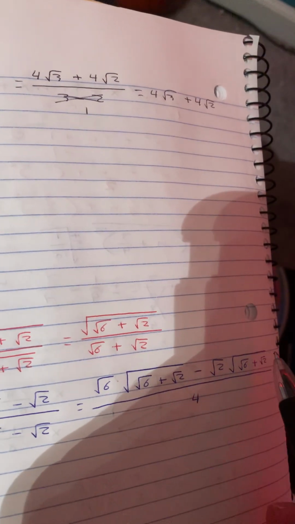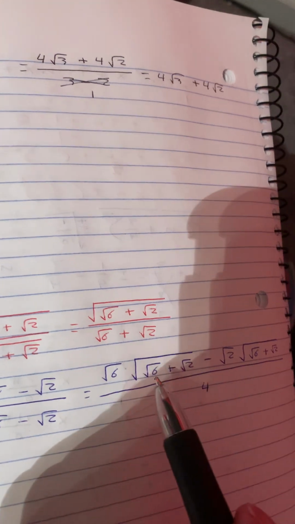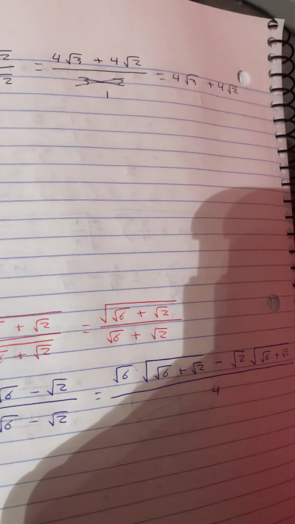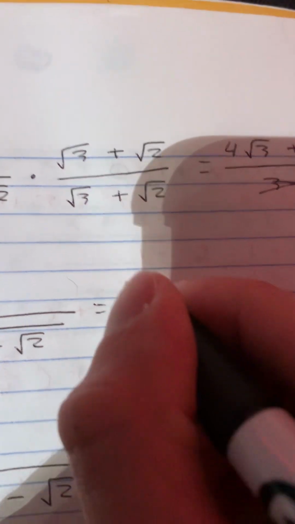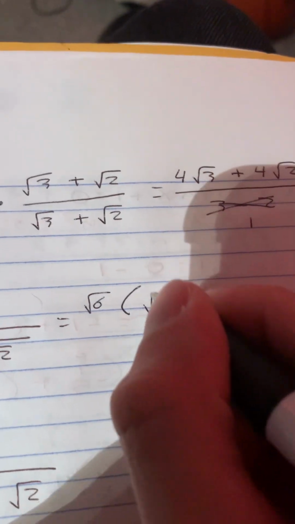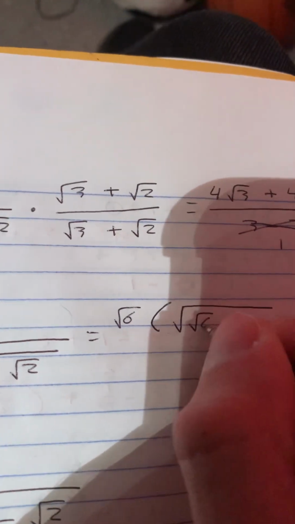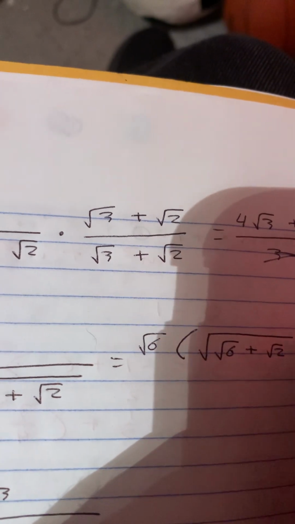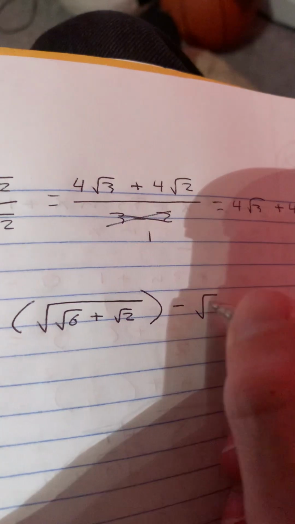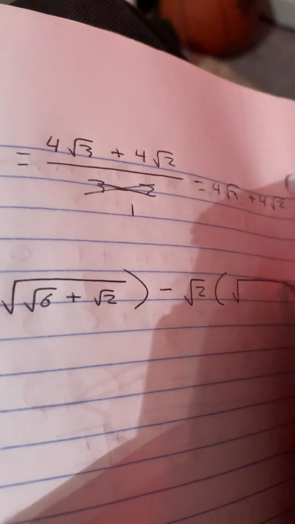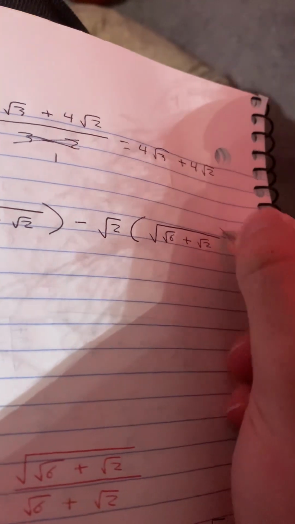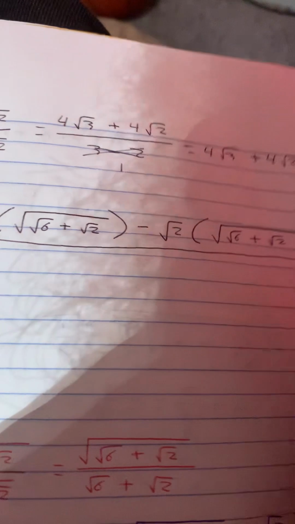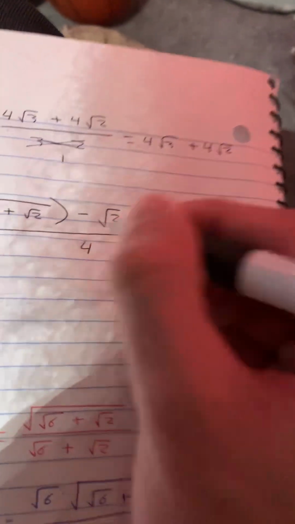Yeah. I think this is a good enough answer. It's not worth the hassle of trying to multiply a nested square root. So I think this is a reasonable enough answer. This is going to be equal to exactly square root of 6 times the square root of the square root of 6 plus the square root of 2 minus square root of 2 times the square root of the square root of 6 plus the square root of 2. And that's all over 4, right? Because that was just 6 minus 2 in the denominator.